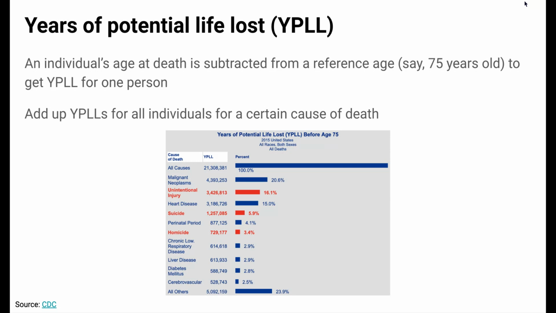First, years of potential life lost is calculated for an individual by subtracting their age at death from a reference age. We pick a reference age of interest, say 75. The younger someone is when they die, the greater the years of potential life lost. Then we add up all of the YPLLs for all individuals in the population for a certain cause of death. The chart here shows an example using data from the CDC. Here, YPLLs were calculated with a reference age of 75 for several major diseases.